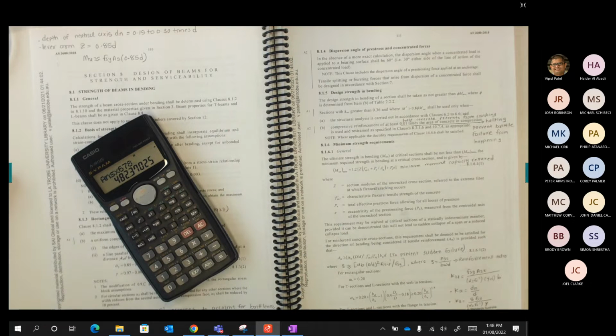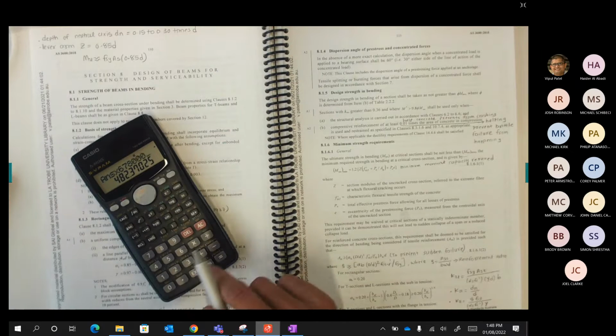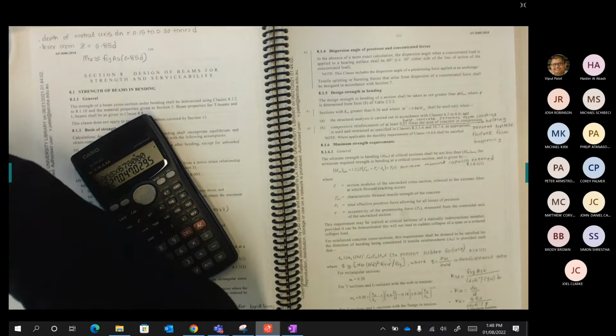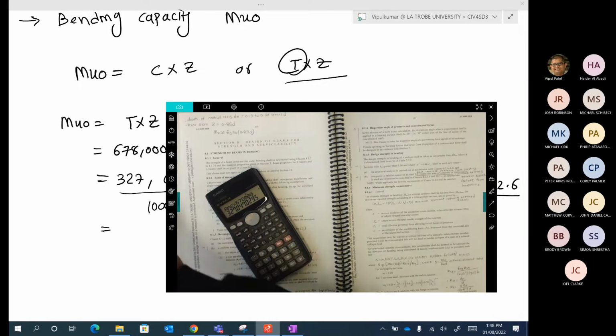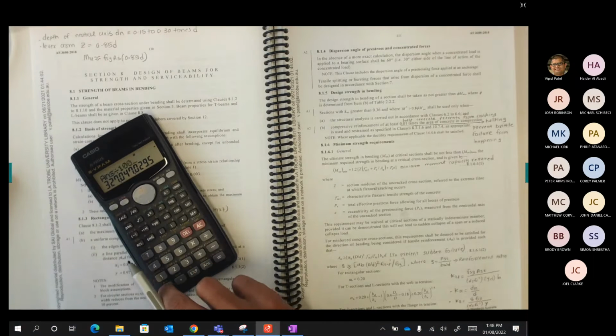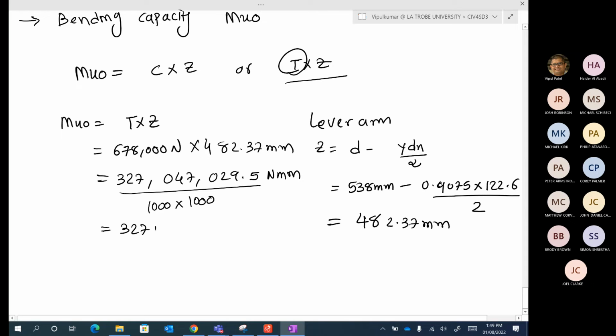Tension force is how much? I think 678, right? Yep, 678. Times by 678,000, so you get this big number, 327,047,029.5 Newton millimeters. Generally we like to have it in kilonewton meters, so you can just divide by 1000, divide by 1000. So 327 kilonewton meters. So that is your answer.